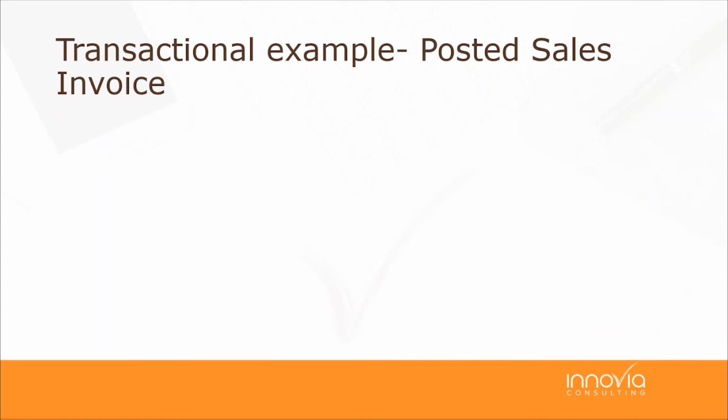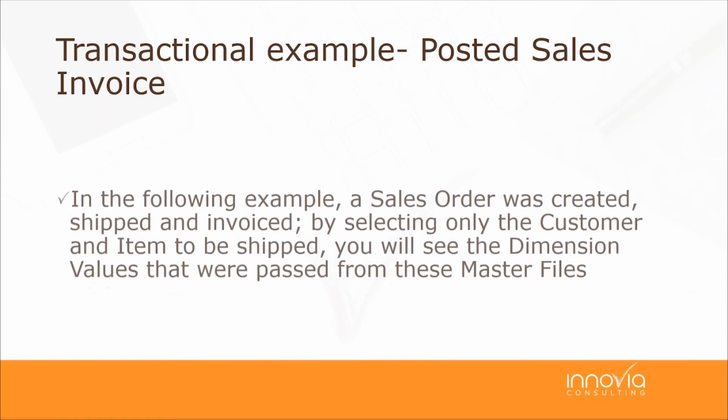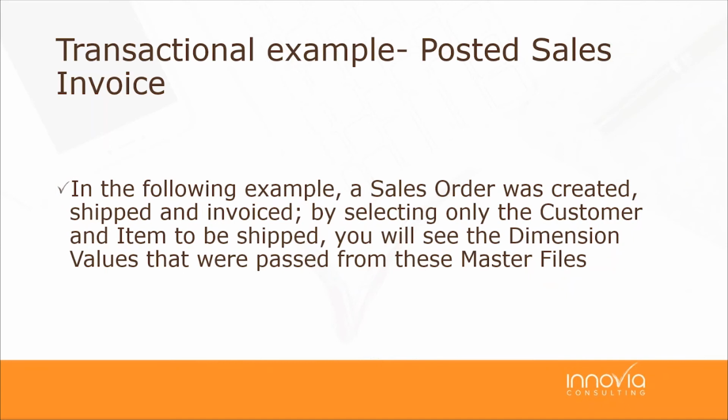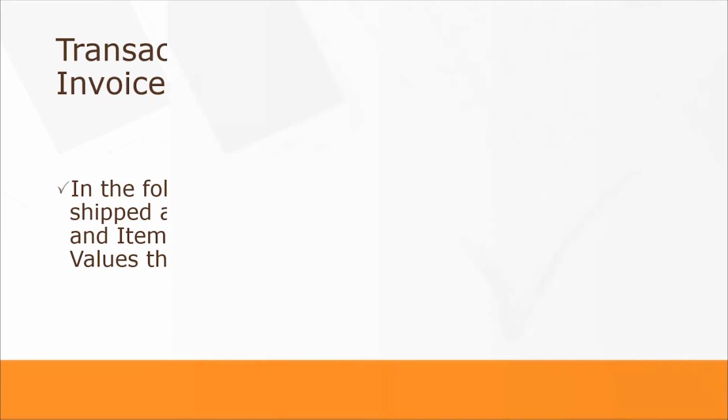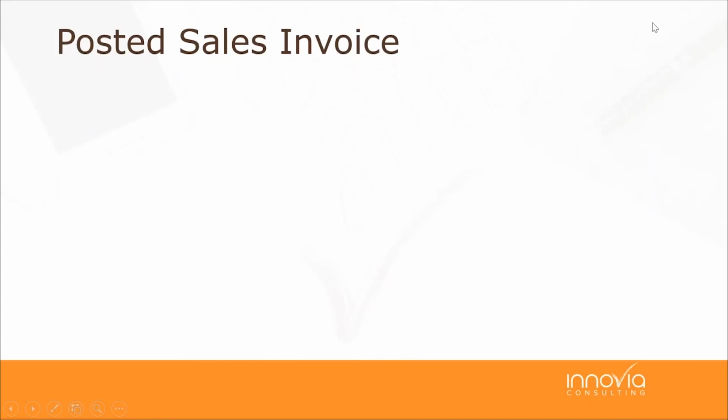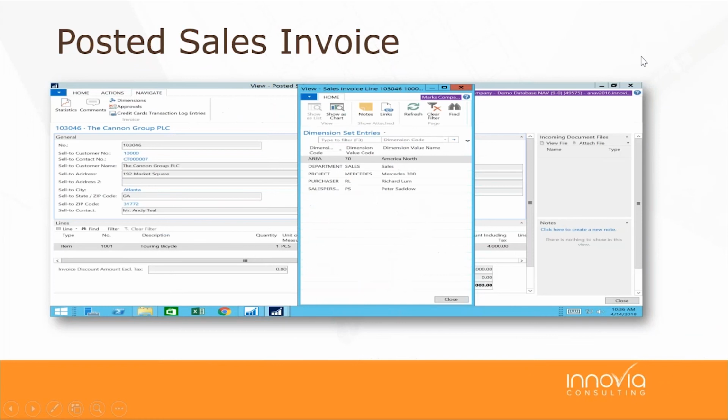Okay. So what I wanted to do now is show you an example of a posted sales invoice that I recently put together. And what I've done is I've attached dimensions at both the item and the customer level. And once you see the invoice, and I'll show you the whole thing, you'll see how all the dimensions automatically pass, but they were not keystroked in at the time of data entry. Okay? So I created the sales order, shipped and invoiced it, and by selecting only the customer and item to be shipped, you will see the dimension values that were passed from these master files.